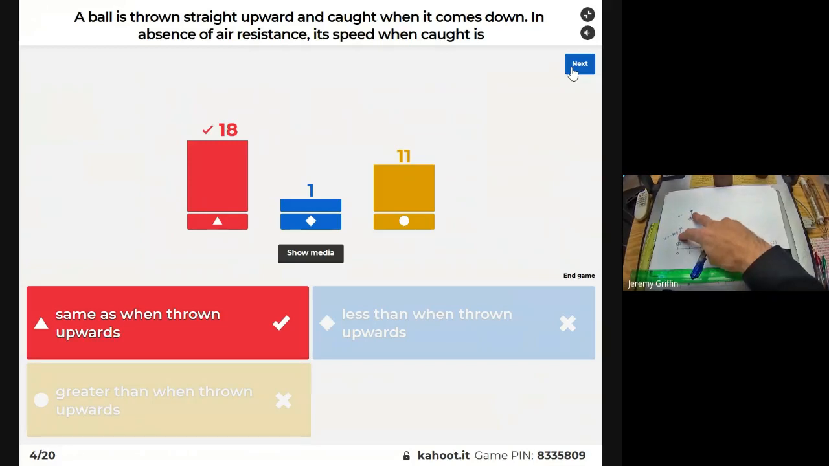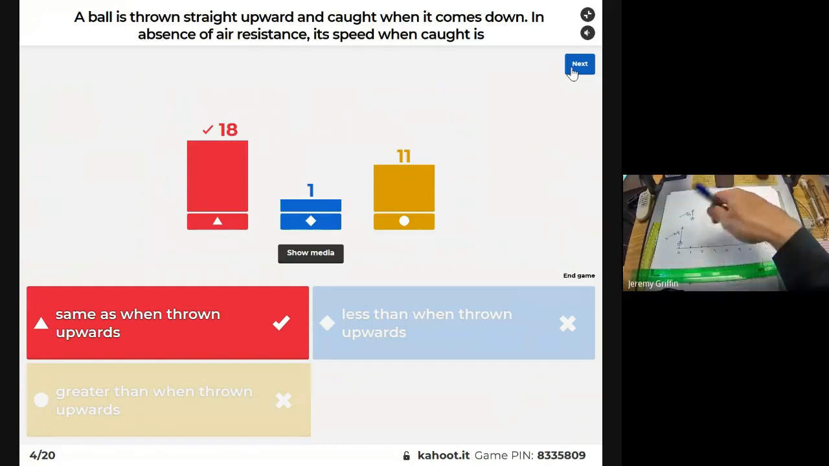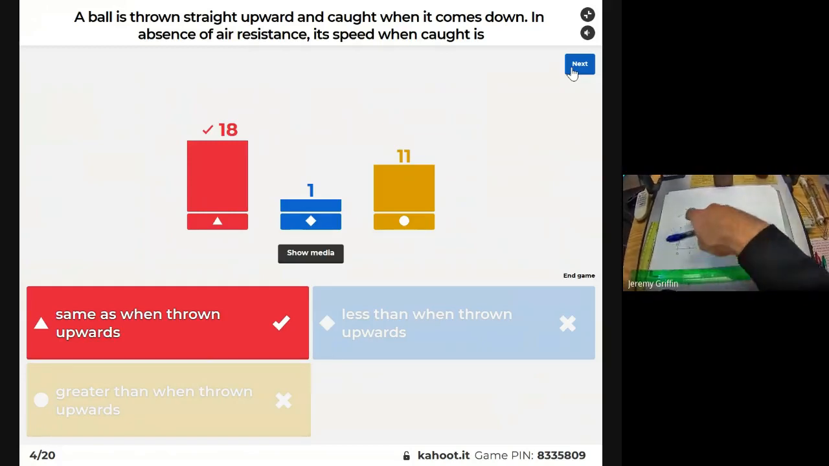Hold on. It's changing its speed by 10 meters per second every second, right? It's slowing down. Minus 20. 20, yeah. So 20 meters per second, right? And of course, negative. Right? Because it's tending towards the ground at 10 meters per second per second. If it was moving up at 30, now it's moving up at 20.